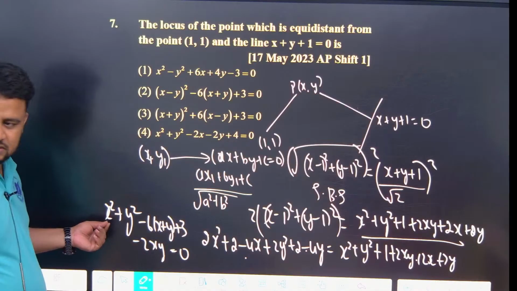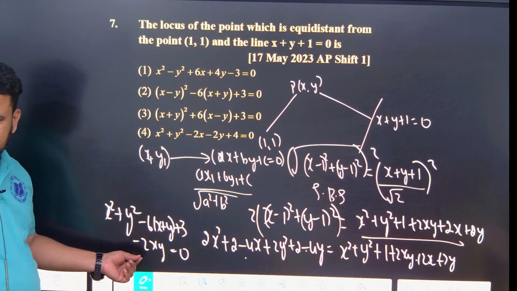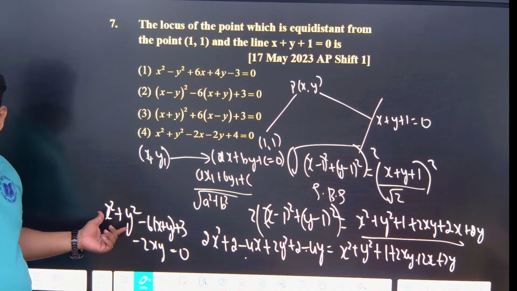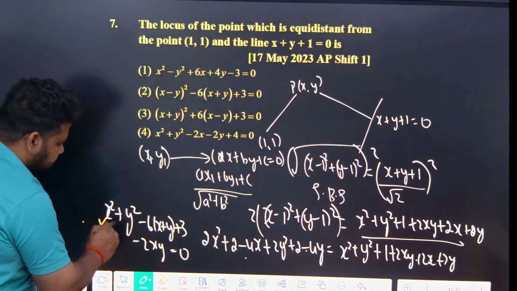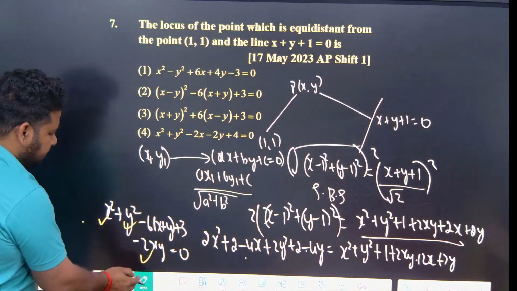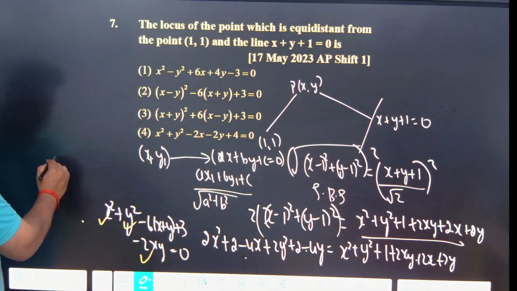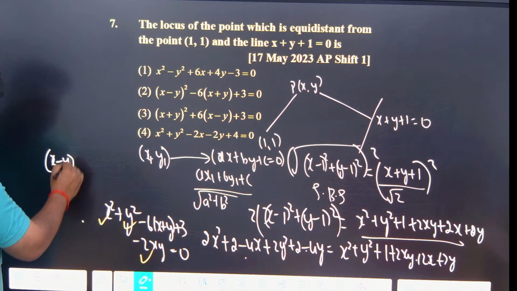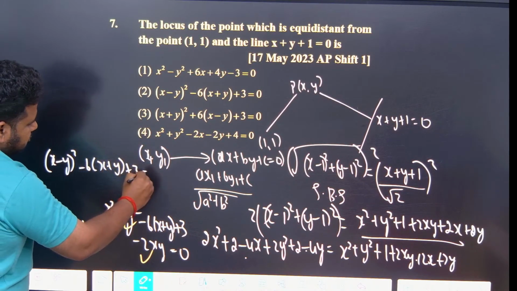So see here, observe here carefully. x square plus y square minus 2xy, that can be written as what? (x minus y) whole square. Look at the terms, this one and this one and this one. They have given it in this form, so this will be a square plus b square minus 2ab. So I can write it as (x minus y) whole square minus 6 into (x plus y) plus 3 is equal to 0.